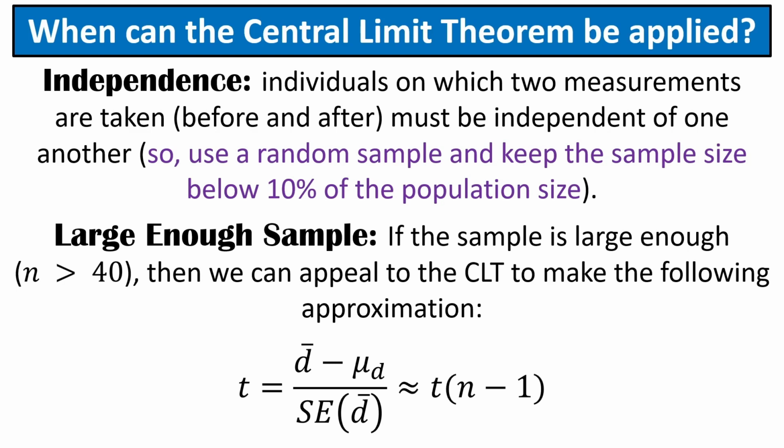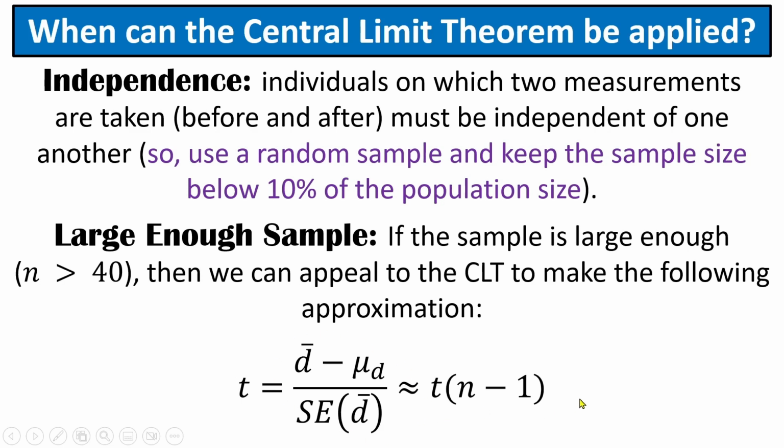Now, if the sample size was smaller, let's say it was sample size 10, then you would have to worry about the distribution of the individual measurements. If the distribution of individual measurements is at least symmetrical, a sample size of 10 to 15 is enough to appeal to the central limit theorem. And so we could still assume the test statistic has this t-distribution.